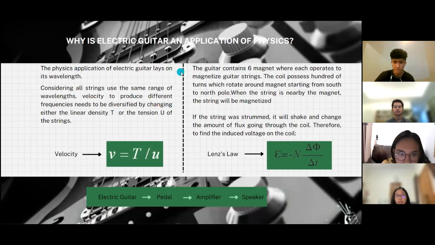The question of why the electric guitar is considered one of the applications of physics, you can find the answer on this slide. As mentioned in the previous slide, any wave that has its nodes at the end of the string can exist on a guitar. Therefore, the application of physics lies in the stationary waves.